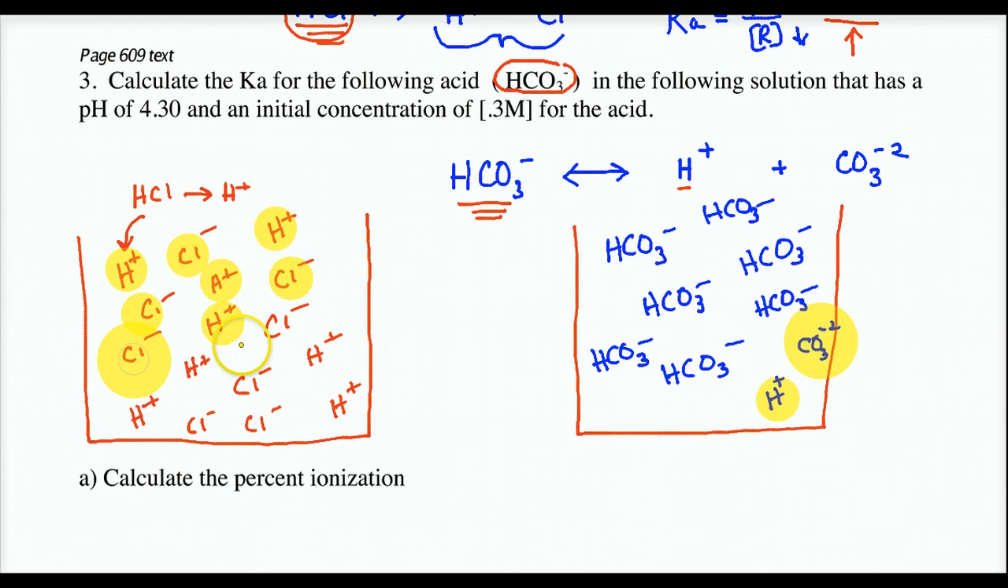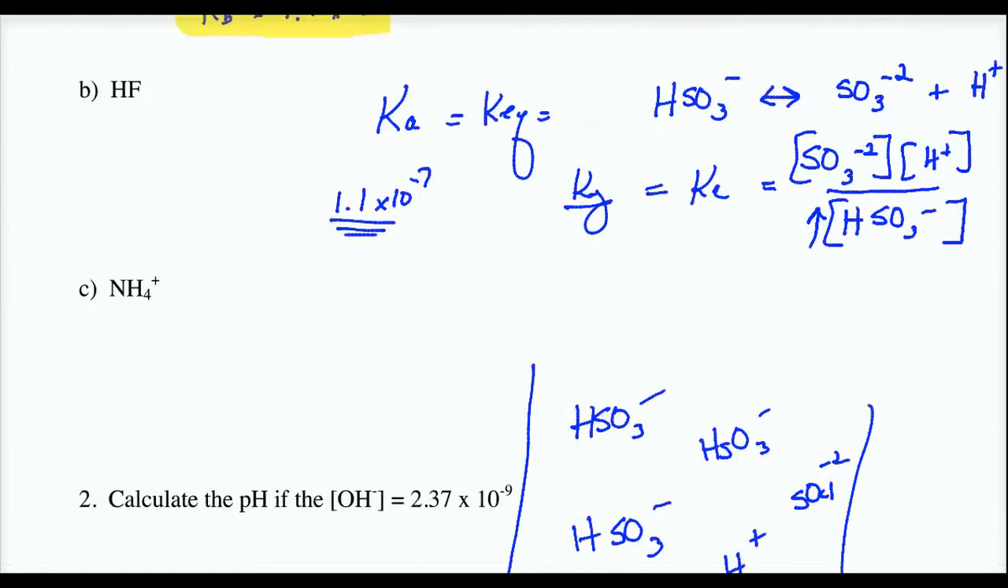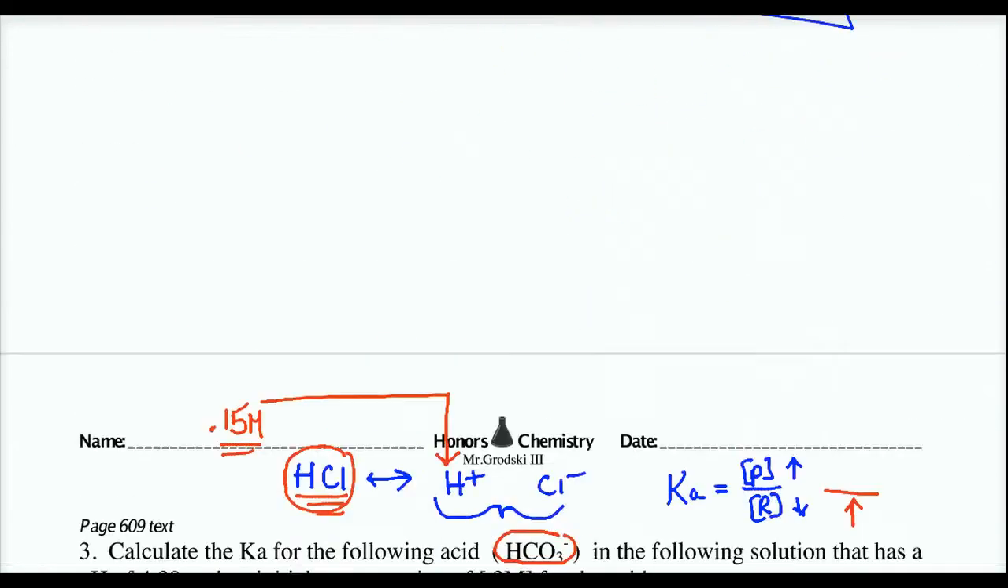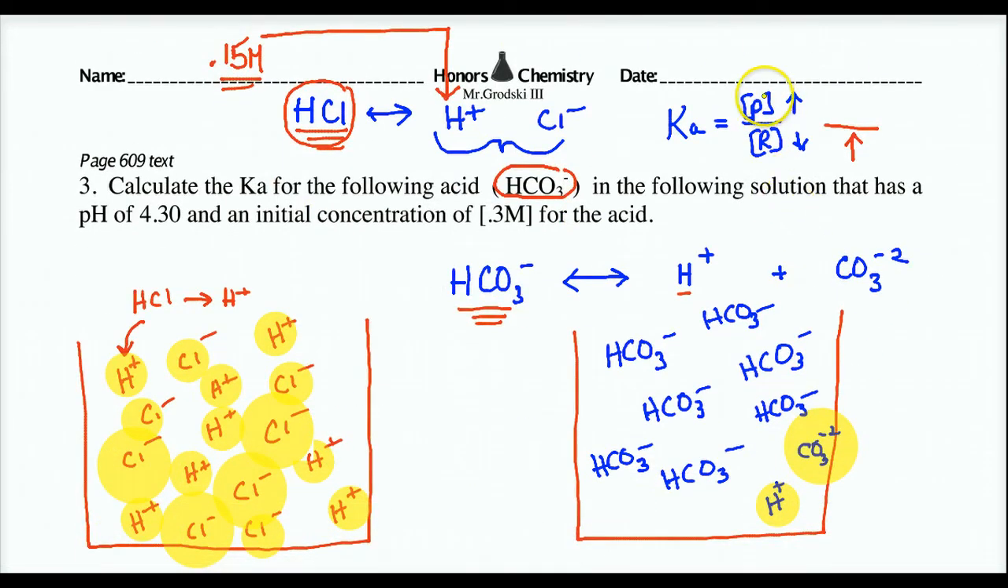So this gives me more products. More products means a higher what? Higher Ka. Sorry for that. Okay, so higher Ka, which is right here. All right, so that's the basics.